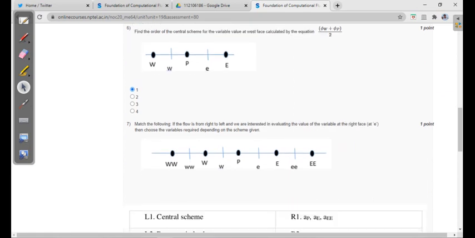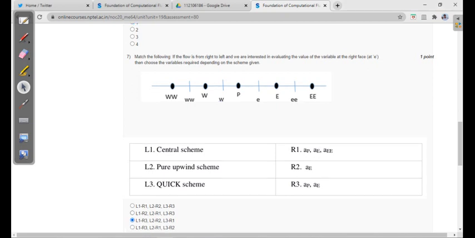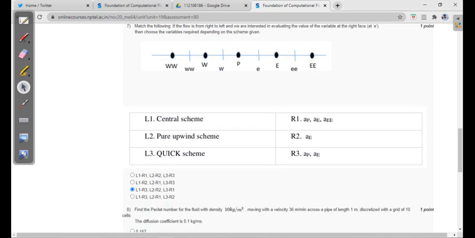Question number 7. Matching. Central scheme: AP, AE. Central scheme AP AE R3. Pure upwind scheme: AP. QUICK scheme: AP, AE, AEE. Then the correct answer is C. L1 R3, L2 R3, L3 R1.